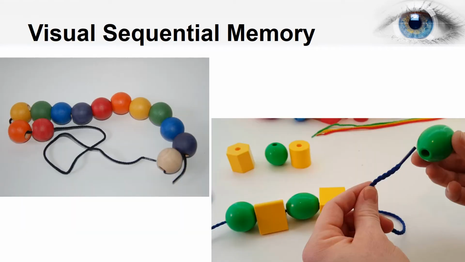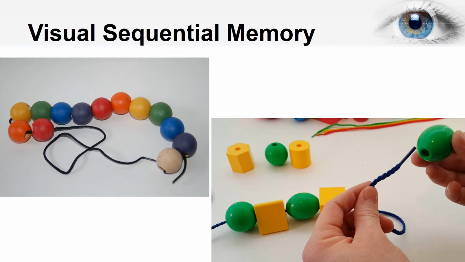Visual sequential memory is the ability to recall a sequence of items from memory. It is an important skill to have that helps with handwriting and reading. When we copy a sentence from the board, we are remembering a sequence of letters that come together and form words, which then form sentences.